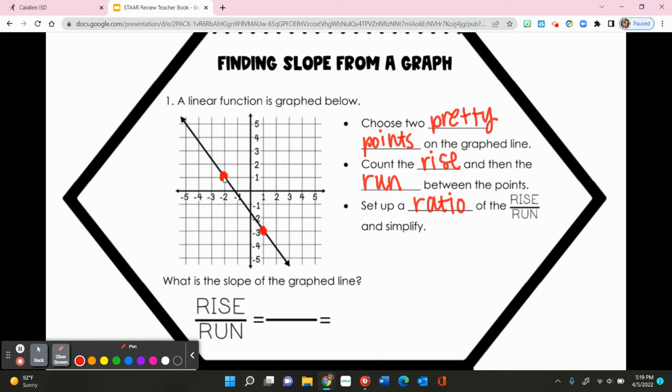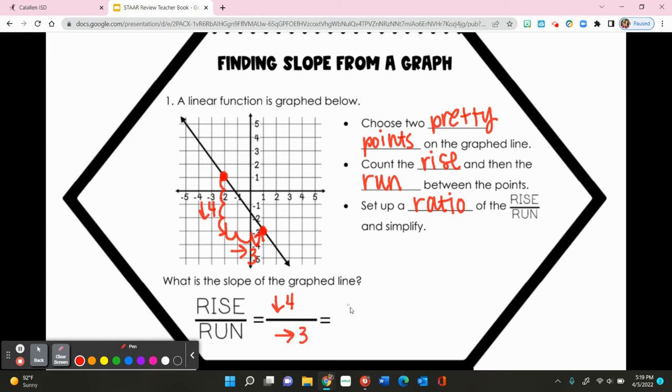So first, I need to determine my rise. So again, that's how much I'm moving up or down. So here I see I have to move down 1, 2, 3, 4 units. Then I have to go right by 1, 2, 3 units. So here I went down 4 and right 3.